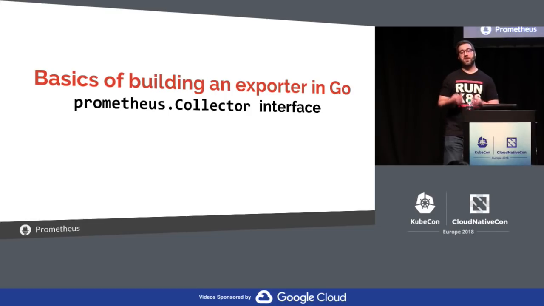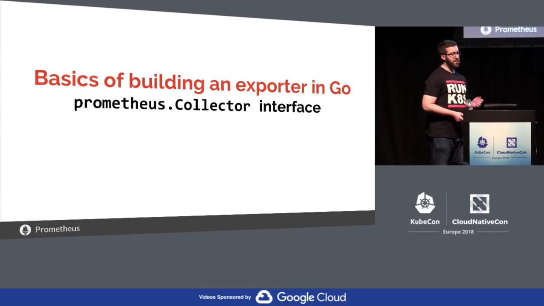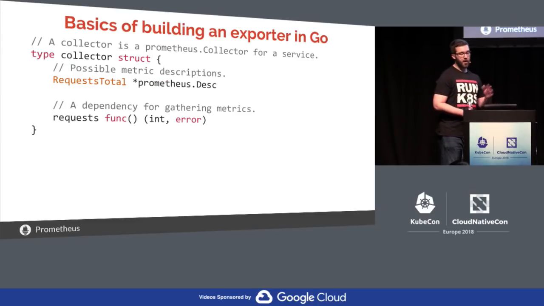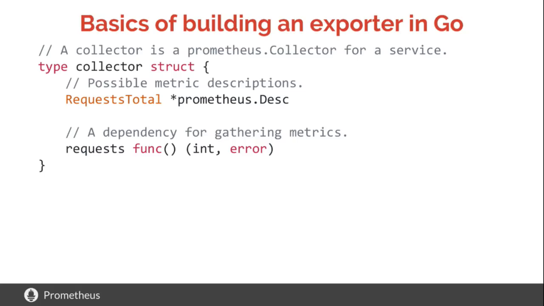So let's talk about the Prometheus Go client a little bit. The most important interface is probably the Prometheus collector interface. And the Prometheus client uses this to actually expose metrics over the network. So our collector structure here is going to be our implementation of the Prometheus collector interface for some service. And let's say we want to expose a metric called requests total, which is just the number of requests that go to some arbitrary system.